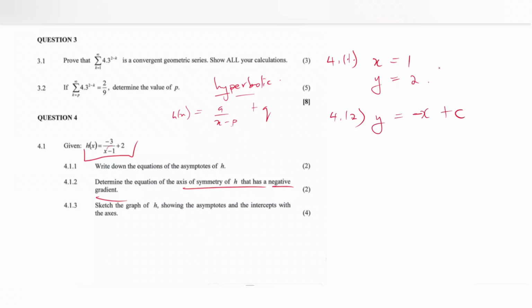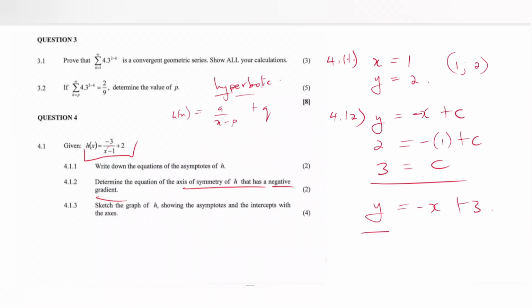To find the value of c, we use the point of intersection of the asymptote lines, which is x is 1 and y is 2. I'm going to make it in coordinates form like that. Our y is 2, our x is 1, then plus c. So for c, we're going to take this minus 1 to the left. That's going to be 2 plus 1, which is a 3. So our y is going to be equal to minus x plus 3. So this is our equation of axis of symmetry of h with a negative gradient.